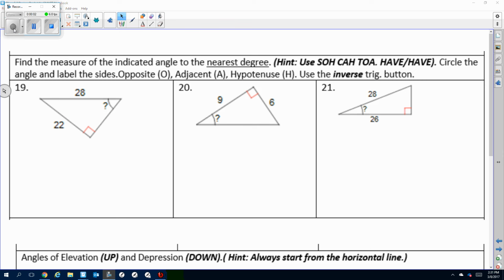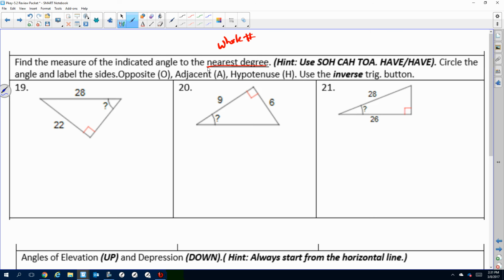Okay, for this section, we're still using trig. It says to the nearest degree here, so that means to the nearest whole number. Whenever you're trying to find that missing angle, that's going to be to the nearest degree, which is a whole number. All right, so we're going to do the same steps as before.